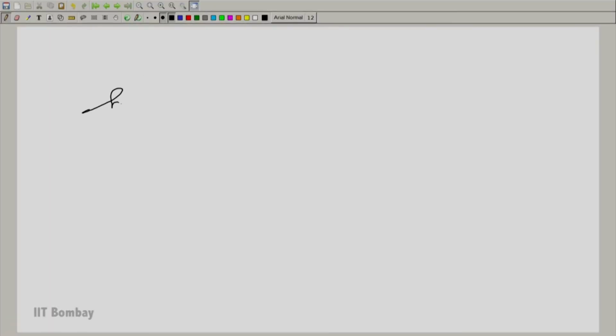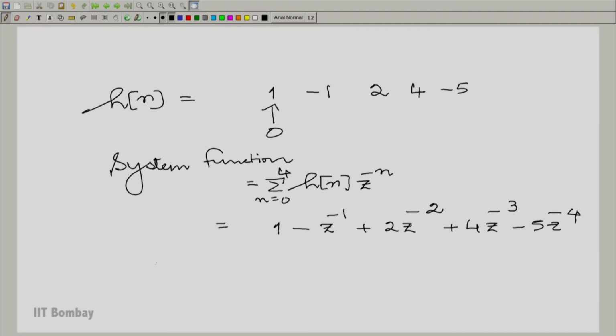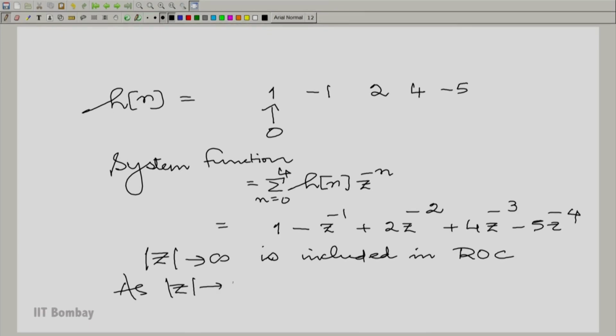Let h[n] be the following. I am using what is called the arrow notation now. You have a sequence of 5 samples beginning with n equal to 0, and you can find its system function. So, this is the impulse response, you can find the system function. It is very easy to see that mod z tending to infinity is definitely in the ROC. As mod z tends to infinity, the system function, which we could call H(z), tends essentially to 1, because all these terms vanish.